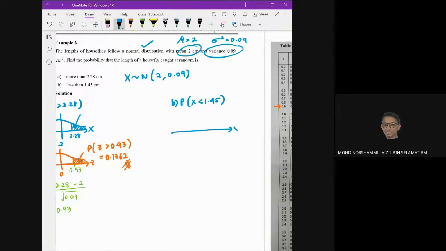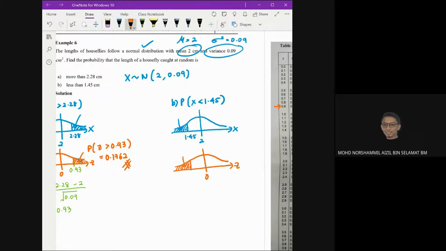So let's solve part B. For part B, the X diagram. In the middle will be mu, 2. So 1.45 is on the left hand side. X less than. So this part is the one we want to obtain. So let's convert 1.45 to the Z distribution. Z diagram. In the middle will be 0. So we need to convert it to Z, and we need this region.